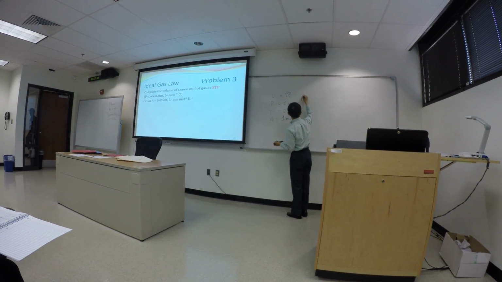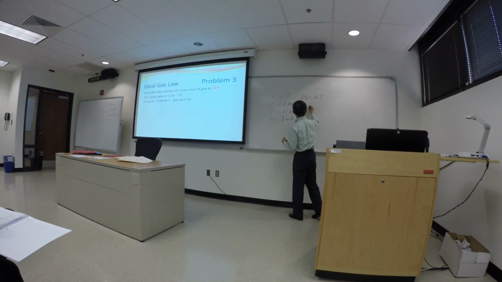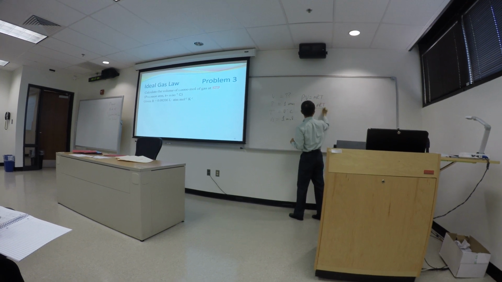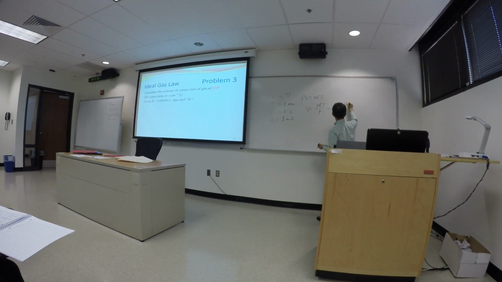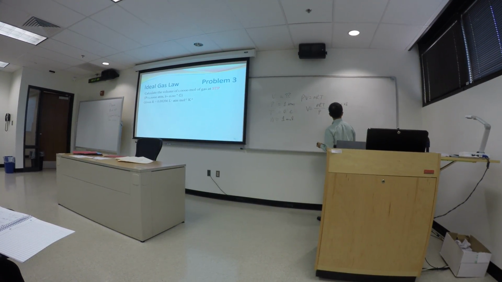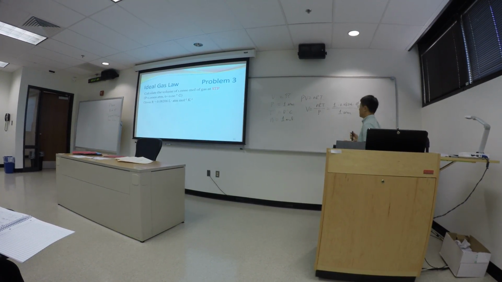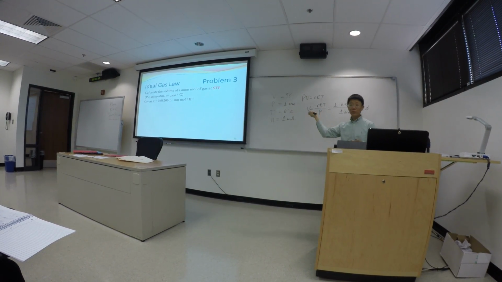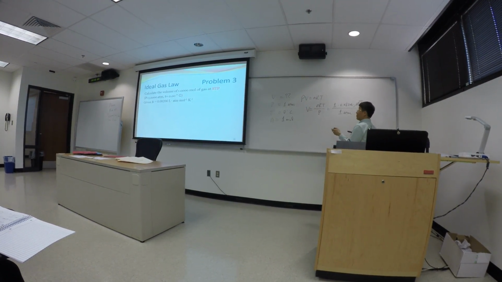So PV equals nRT. In this case, we need to figure out V. So V equals nRT over P. That would be 1 mole times 0.08206 times 0 degrees Celsius, right? No, of course not. Temperature, you cannot use 0 degrees Celsius. I intentionally put temperature as 0 degrees Celsius in there, so you will fall into the trap. No, I want you not to fall into the trap.